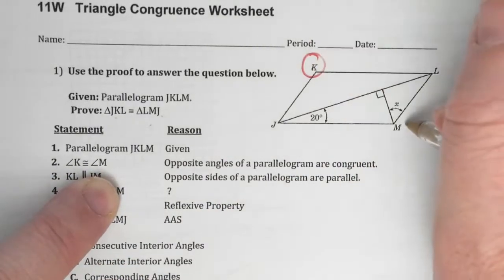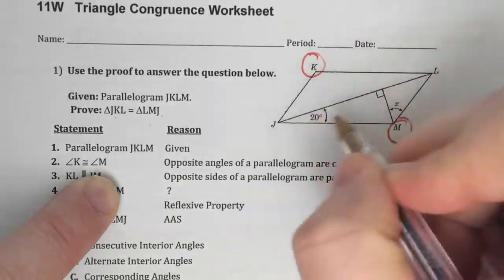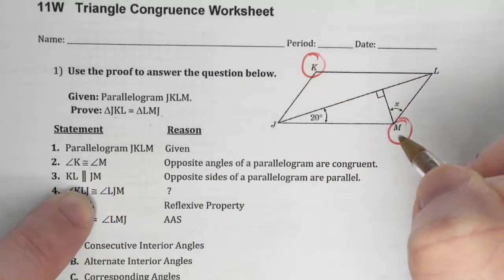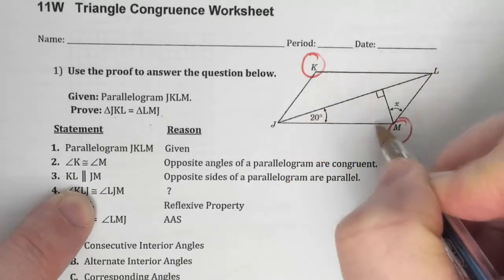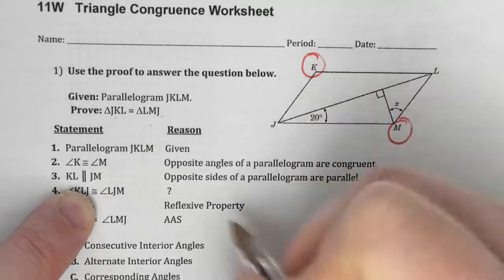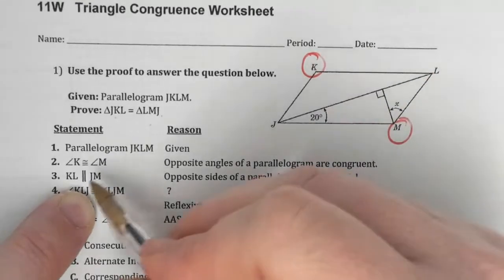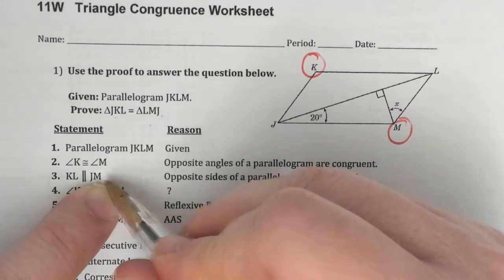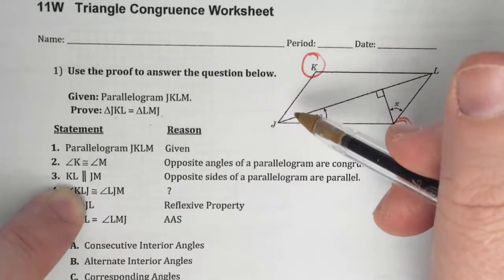So I know that this angle is equal to that angle. All right, I can kind of mark it, but I'm not sure how. So without running over this X, I'm just going to circle them for right now. We also know that KL is parallel to JM. So these are parallel. So let's see. KL.